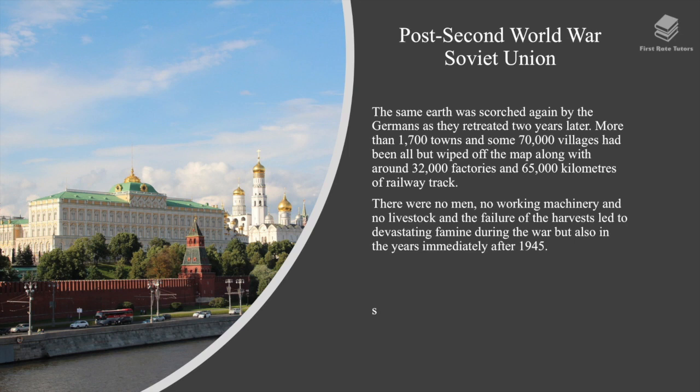More than 1,700 towns and some 70,000 villages had been all but wiped off the map, along with around 32,000 factories and 65,000 kilometers of railway track. There were no men, no working machinery, and no livestock, and the failure of harvests led to devastating famine during the war, but also in the years immediately after 1945.